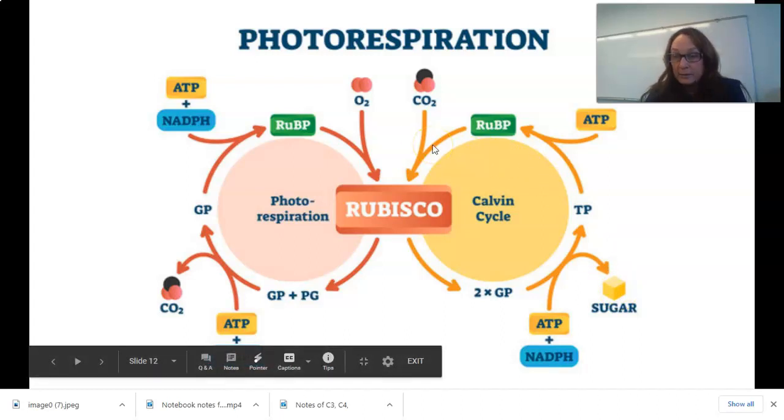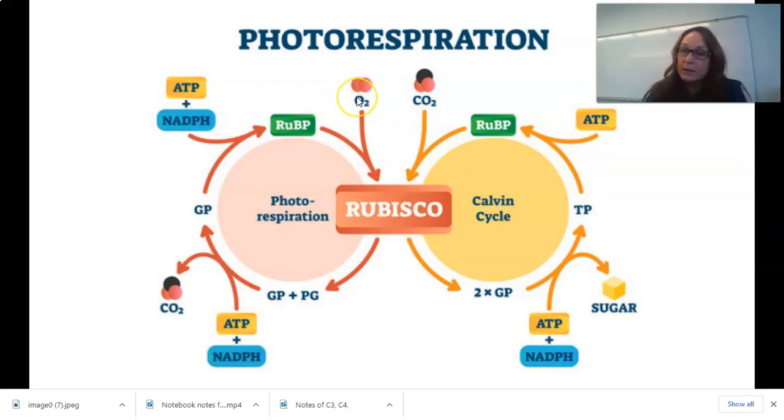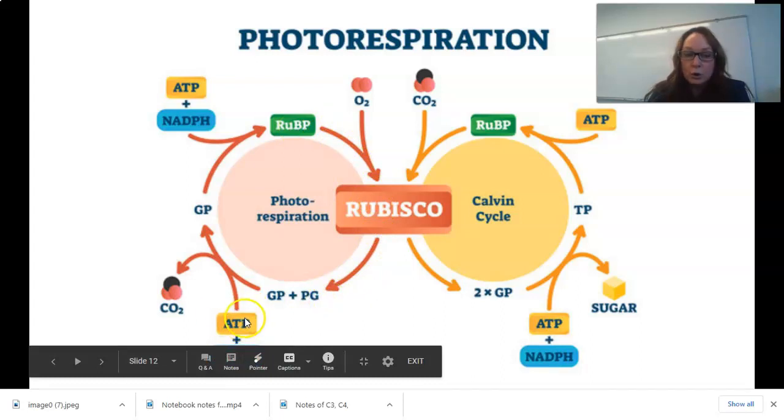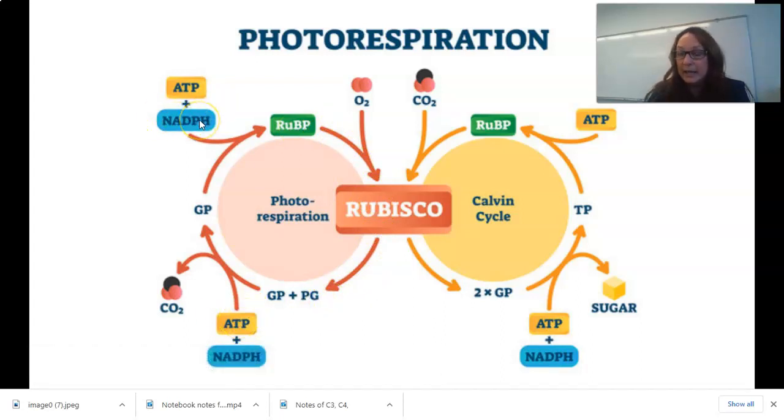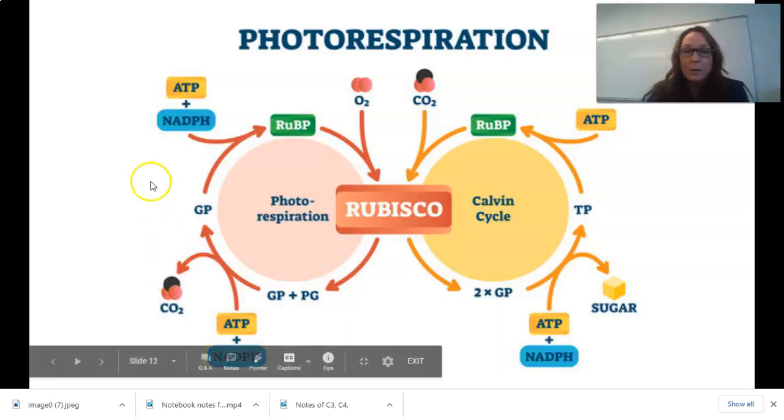On the other hand, if Rubisco instead is exposed to high concentrations of oxygen, which happens often when the stomata are closed, then Rubisco will instead add oxygen to RuBP. You do not make a sugar. You do use ATP and NADPH, but you don't get anything for it. You release carbon dioxide, you get no sugar. You made no storage molecule. So you wasted what you had been provided, and you don't have anything saved.